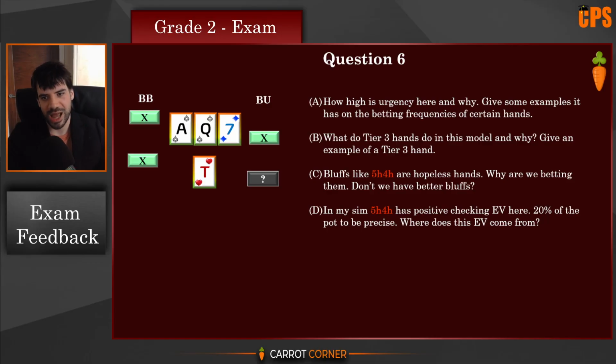What did tier 3 hands do in this model and why? That will again be hands between about 60 and 70 something percent equity. C, bluffs like 5-4 of hearts are hopeless hands, but why are we betting them? Don't we have better bluffs? And finally D, in my sim, 5-4 of hearts has positive checking EV, 20% of the pot to be precise. How does it have that much? Why is such a bad hand entitled to a fifth of this pot? Surely it should be close to 0. Hopefully you've got some answers jotted down. Let's go through the sim.